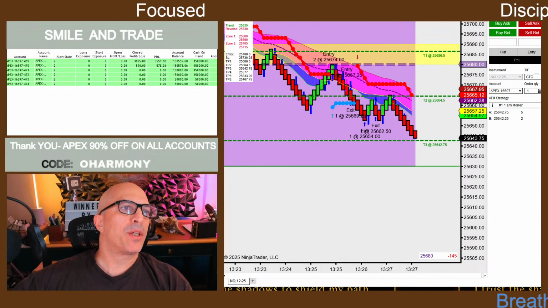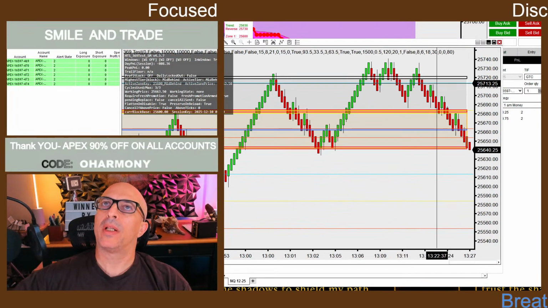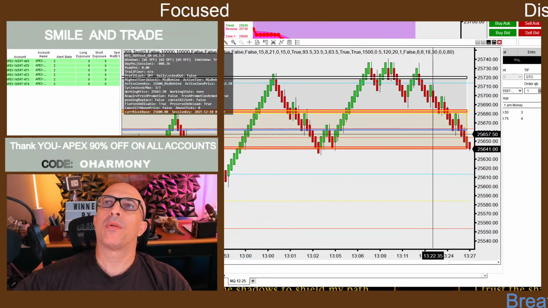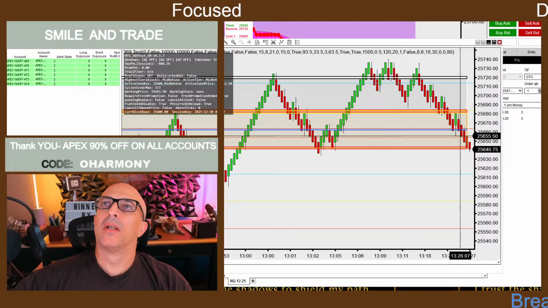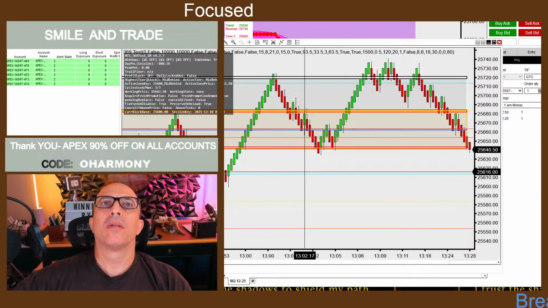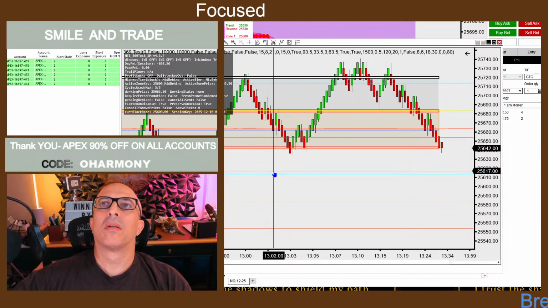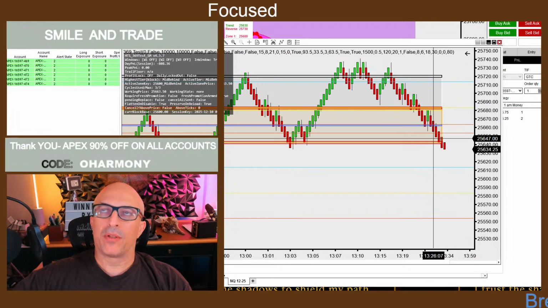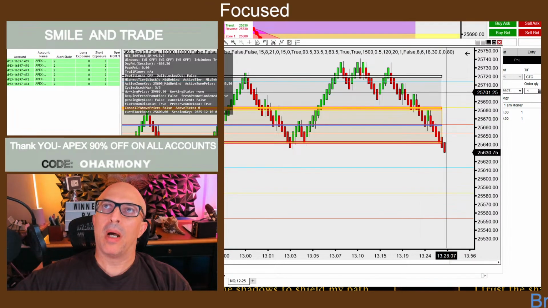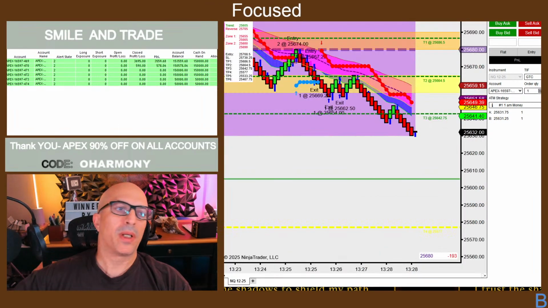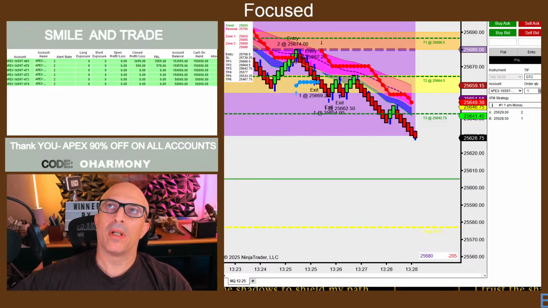Let's look at the big picture. Big picture is we are trading in the opening range and we're at the bottom end of it. So if they bounce it, most likely they're going to try to bounce it here a little bit, but I'm looking for rallies to short into this market until proven otherwise.